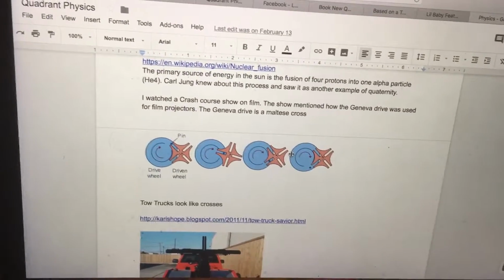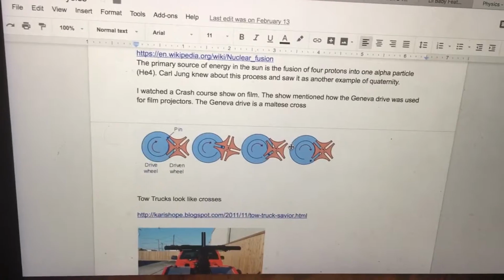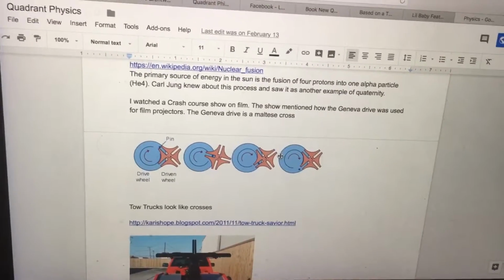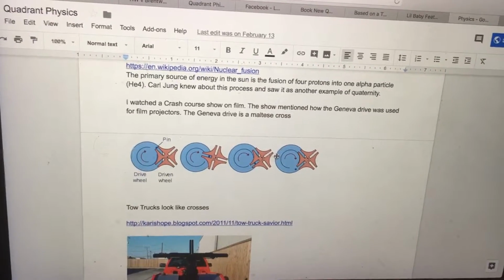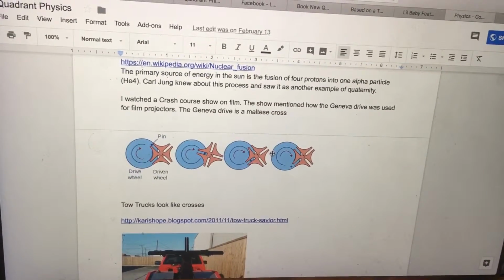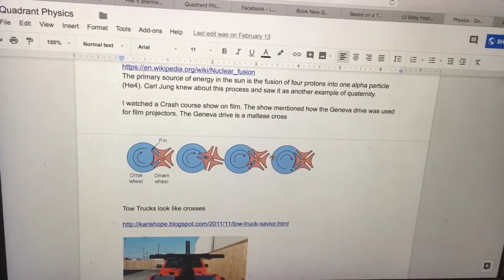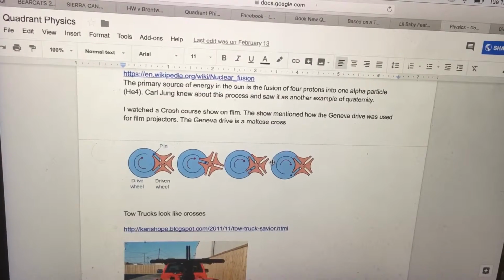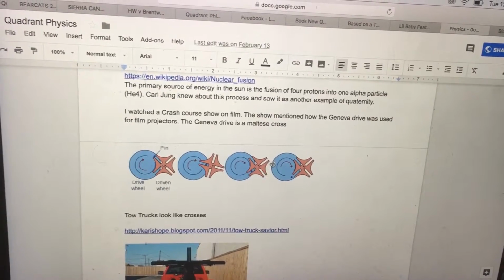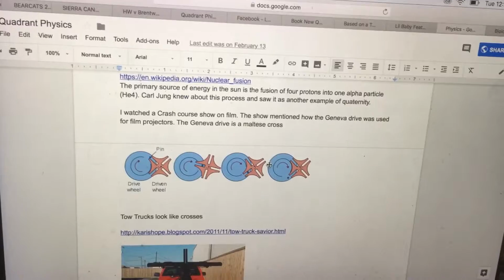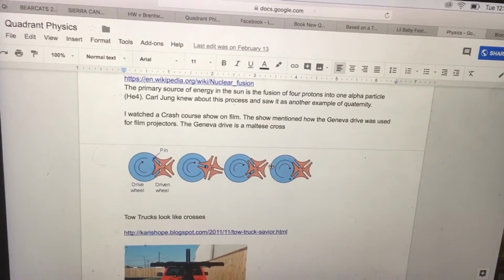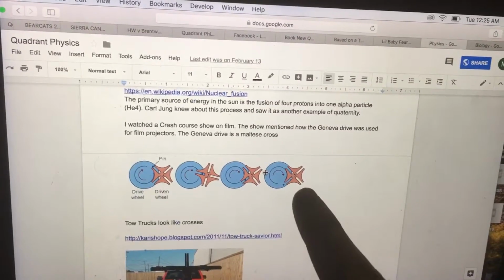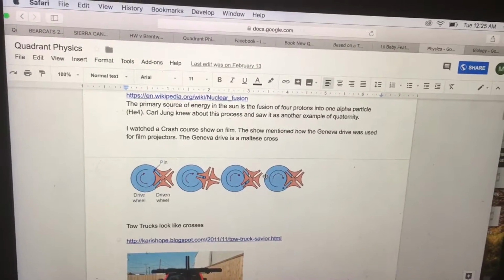So I watched a Crash Course. The Crash Course show is on YouTube, and one of the shows was talking about film. One thing the professor talked about was how an important element of the creation of the cameras used in film was the use of the Maltese Cross Geneva drive. And it looks like a quadrant.